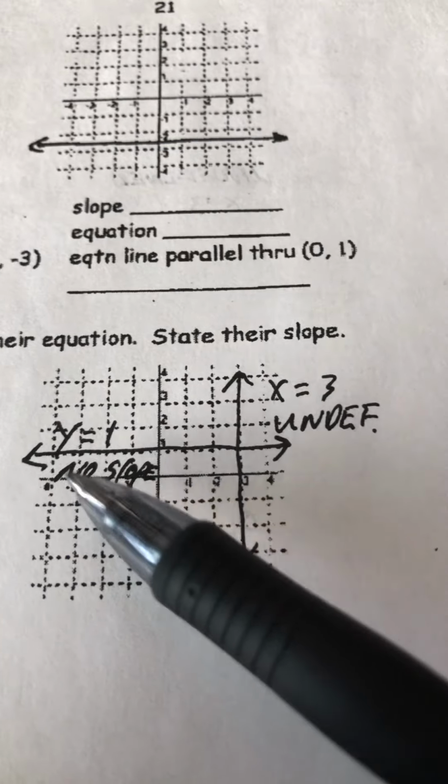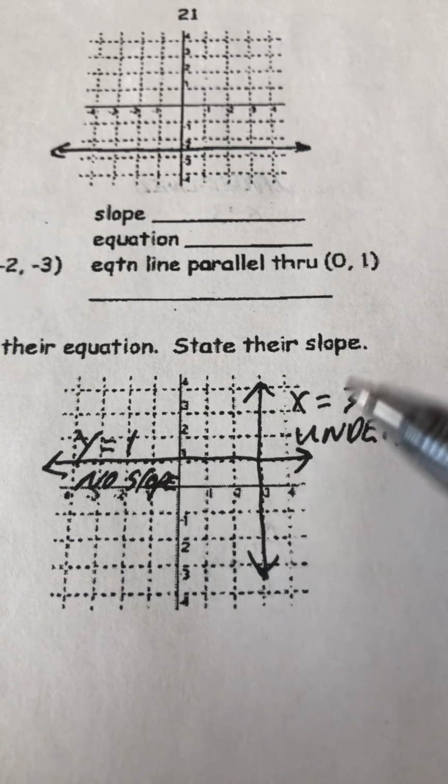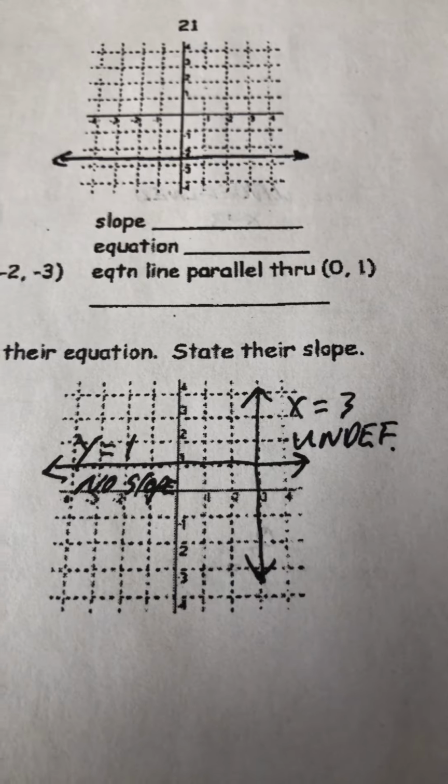And this one I have where y equals 1, and it's a no slope. And then I have x equals 3. I put it on 3, and it's undefined. Okay. Hopefully this helps, and good luck with all the other ones.